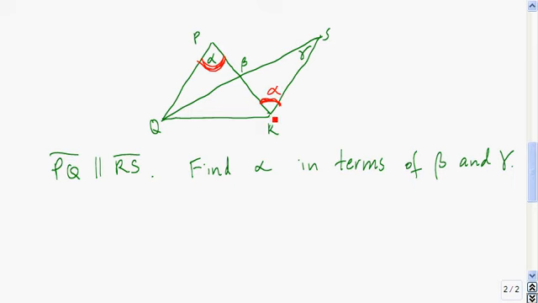So now I have the triangle, which has the angle alpha and the angle gamma. Okay, now I know that this angle here is equal to that angle measure plus that angle measure. So that tells me that beta is equal to alpha plus gamma. So now I want to find alpha in terms of beta and gamma, so I'm going to subtract gamma from both sides of this. So I have beta minus gamma is equal to alpha.